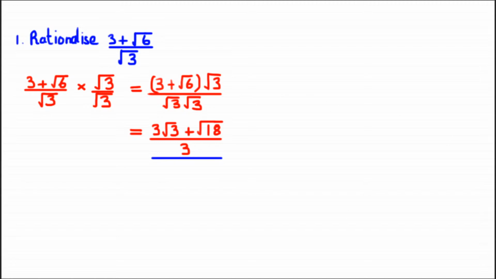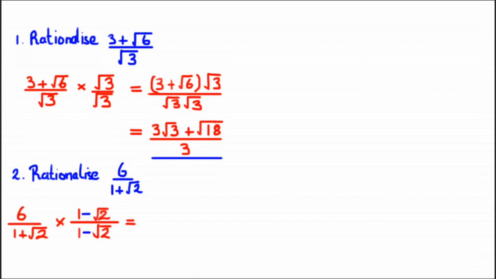Okay, cool stuff. Next, 6 over 1 plus the square root of 2. All right, so this is a different type of question here. The reason is because we have two terms in the denominator. One term is an integer value, and the other term is a surd. Now, in order to rationalize this term, we need to multiply by what's called the conjugate. You get the conjugate of an expression with two terms by simply changing one of the signs.